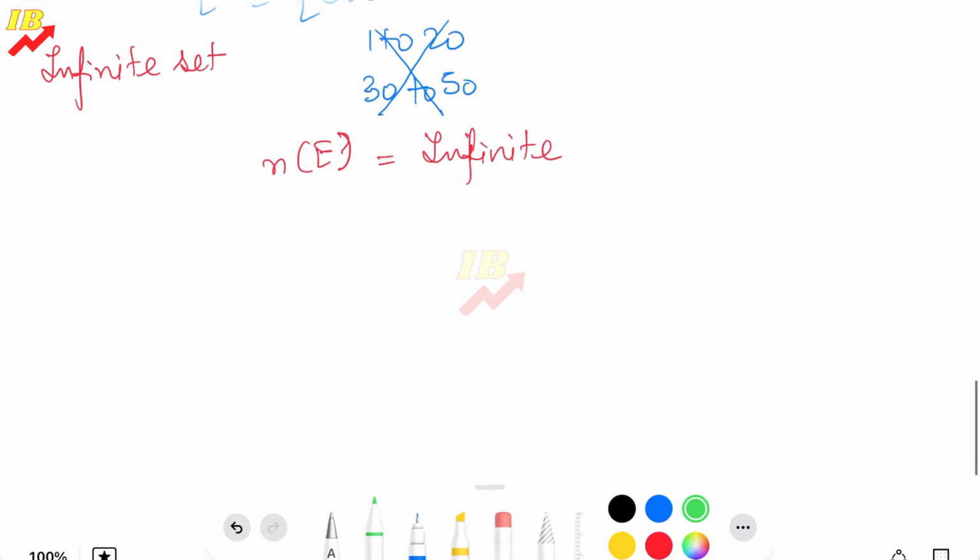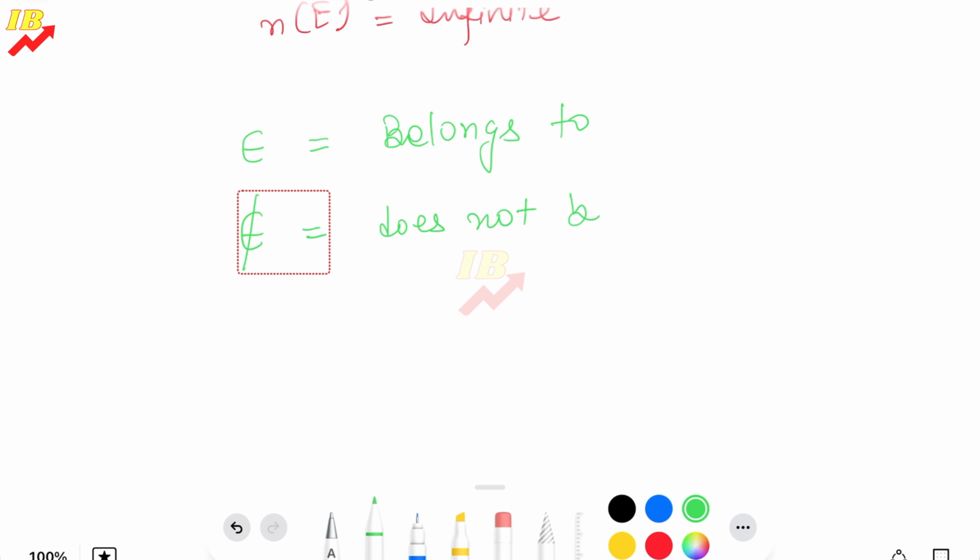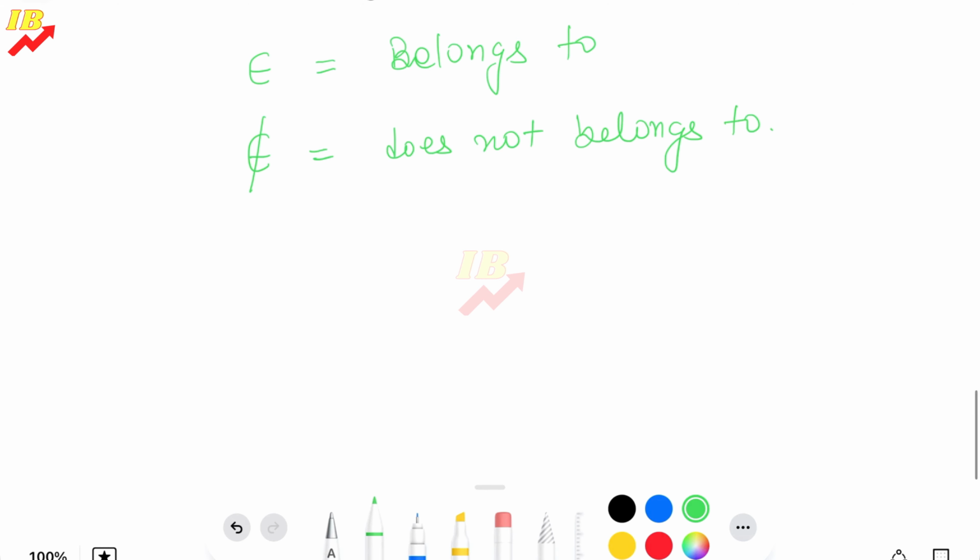Now, let's take the next concept. When we draw a sign like this, it means we are talking about some number which belongs to the set. It is actually going to be a part of that set. If I mark a sign like this, that means it does not belong to the set. Does not belong and does belong, right?